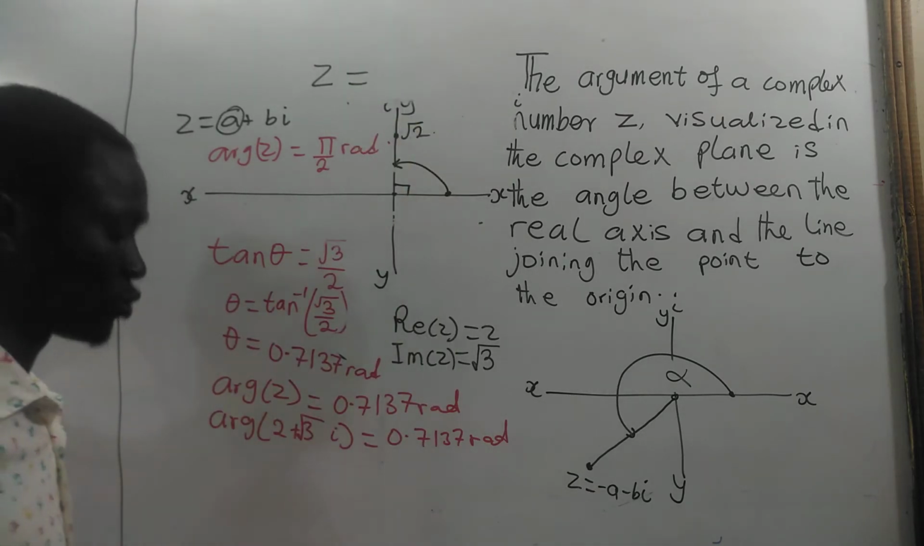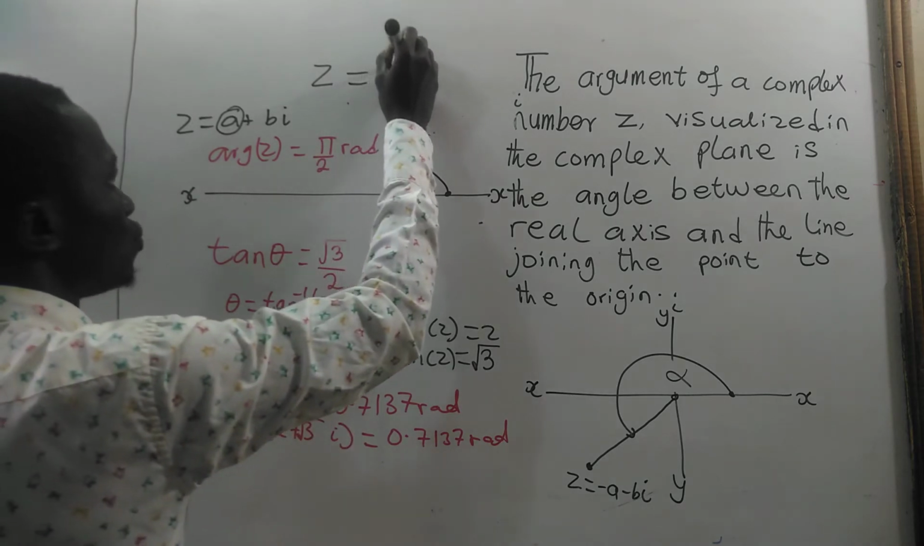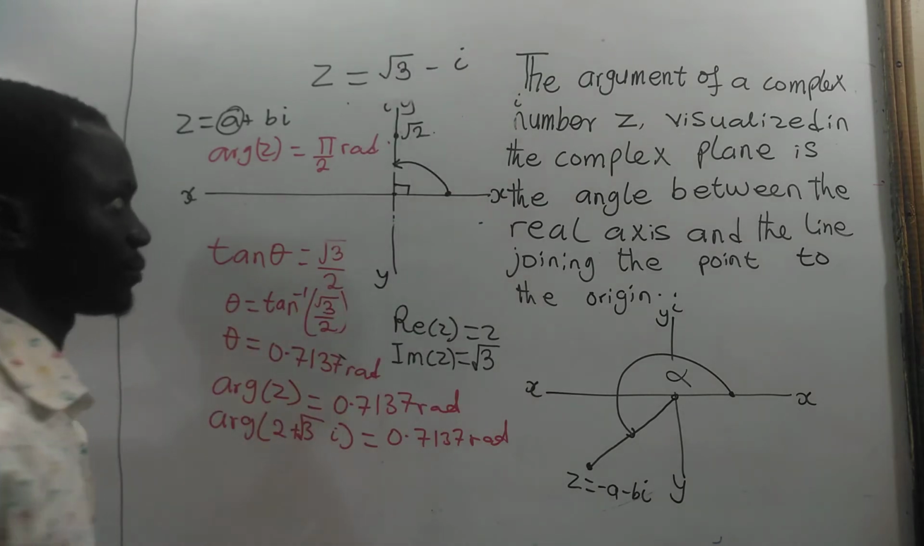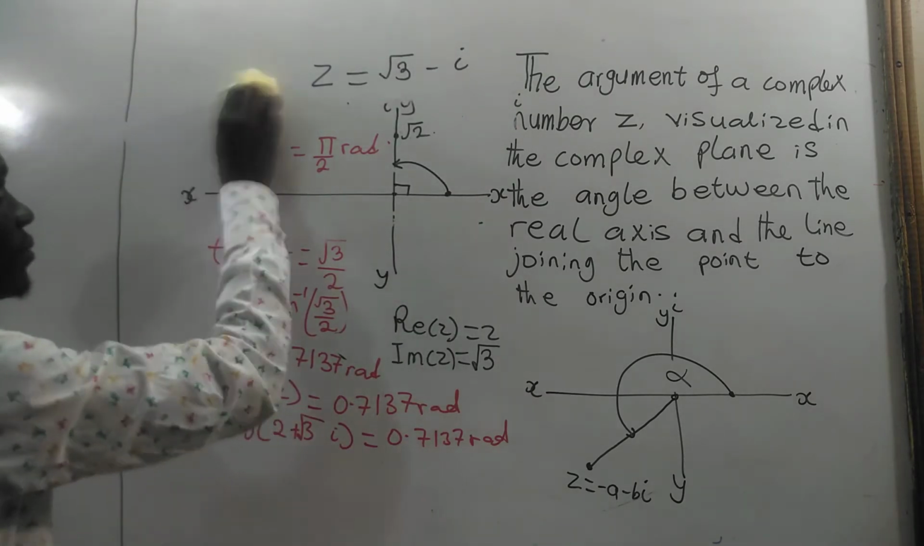In the next example, we are going to consider z equal to root 3 minus i. Root 3 minus i.